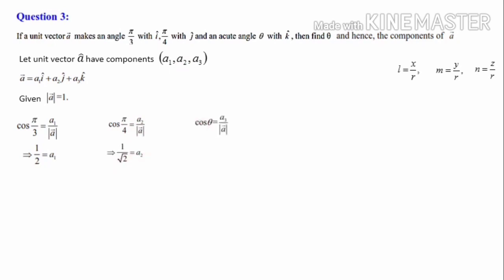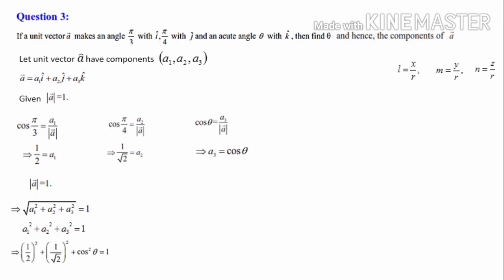Next one is cos theta. We don't know the value of theta. So cos theta is equal to a3 by modulus of A. Modulus of A is 1. Therefore a3 is equal to cos theta. Let's take again the given condition. Modulus of A is equal to 1. That is root of x square plus y square plus z square. x, y, z are a1, a2 and a3 respectively. So root of a1 square plus a2 square plus a3 square is equal to 1. When we square, we get a1 square plus a2 square plus a3 square is 1. The square root is gone.